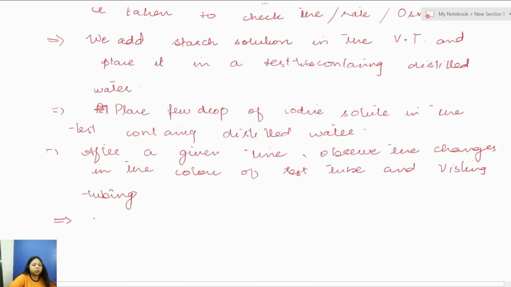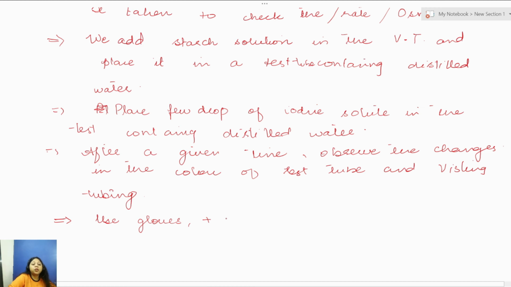Because we are using iodine. Use gloves. No, don't mention this word. It's correct, for solutions. Exactly, for solutions. Now there is one more precaution.